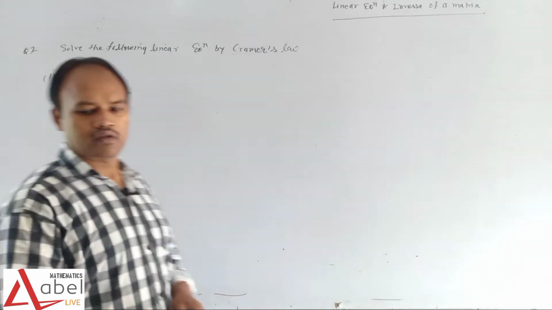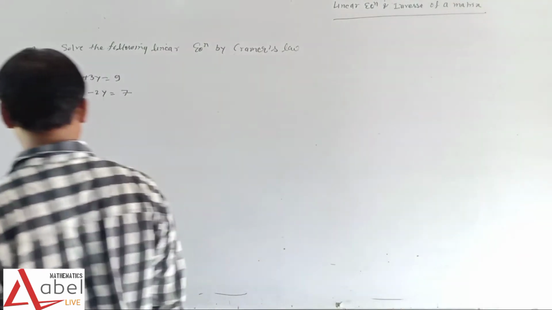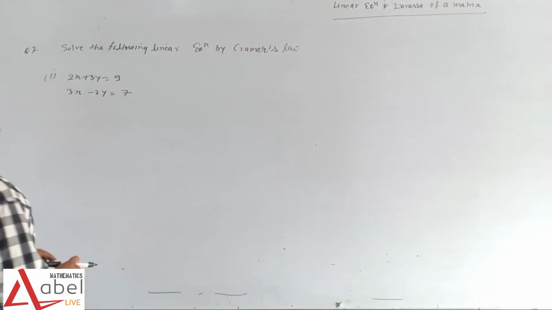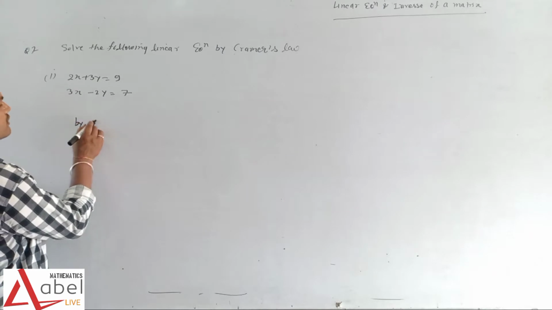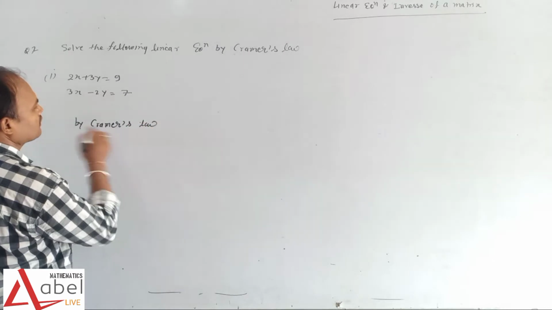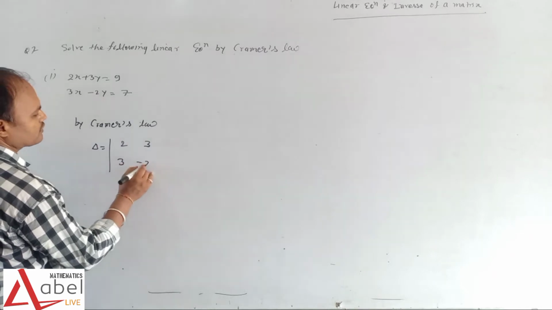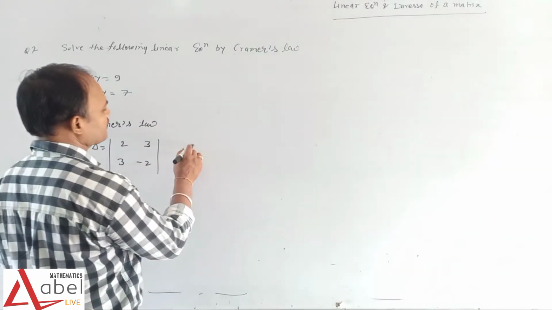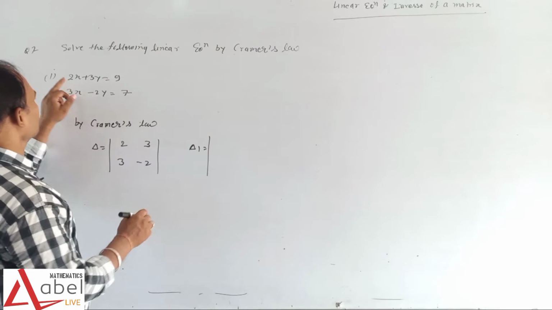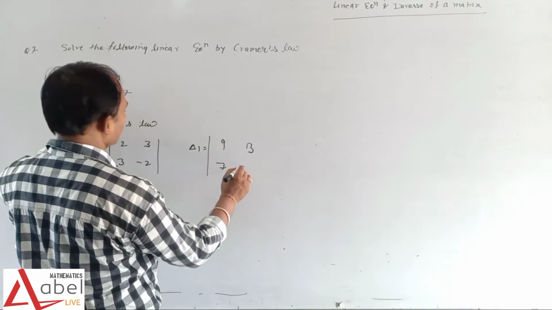So students, this is the question and we have to solve it by Cramer's law. How can we solve it? We know very well how. Firstly, by Cramer's law, delta equals the determinant with rows 2, 3 and 3, minus 2. What about delta 1? For delta 1 we use 9, 7 in the place of x, so it is 9, 7 and 3, minus 2.